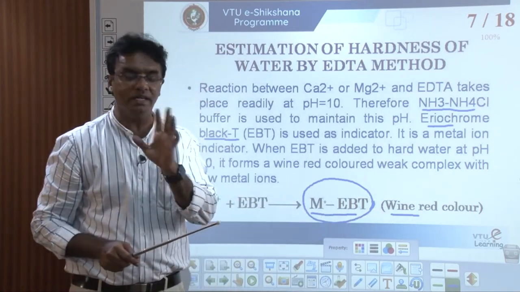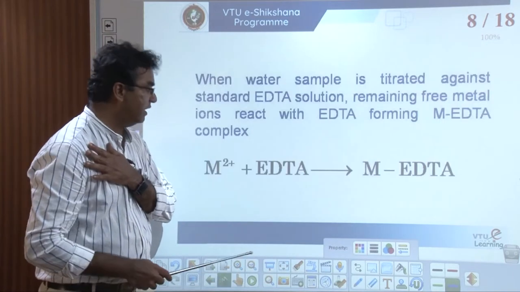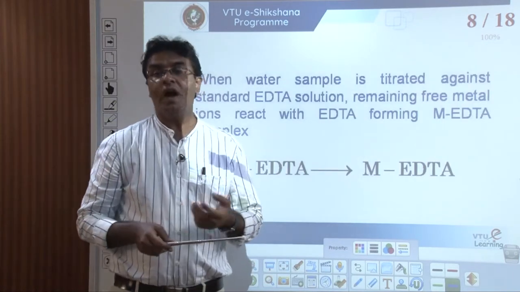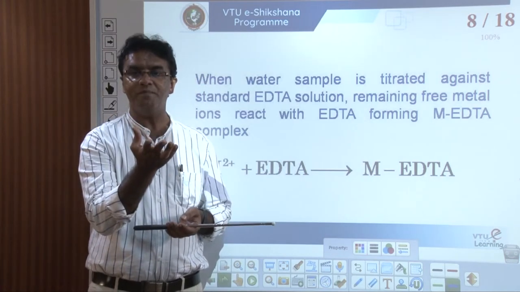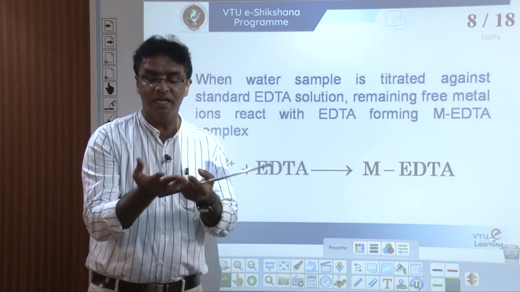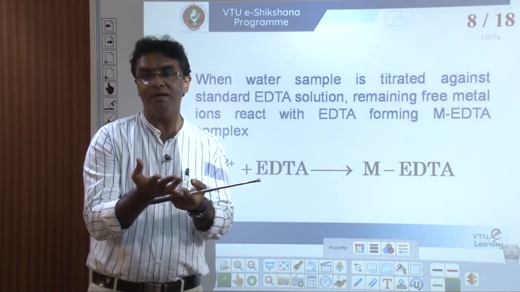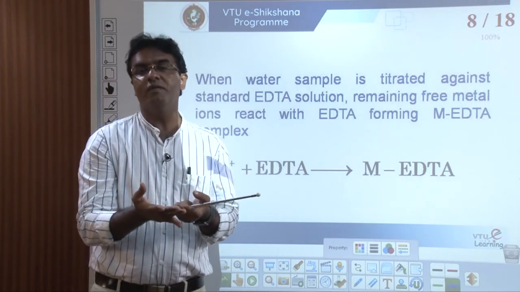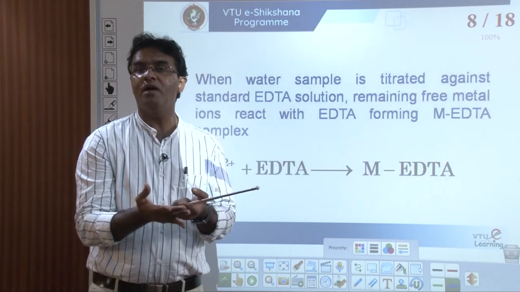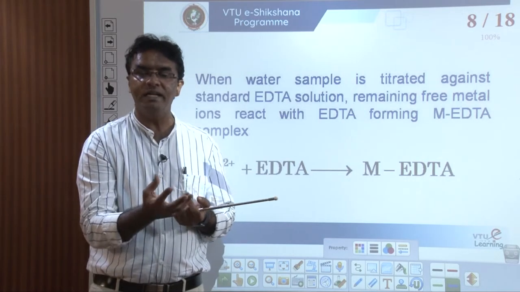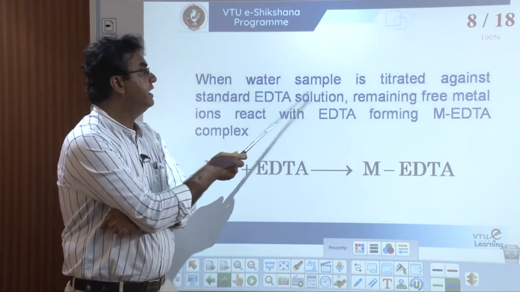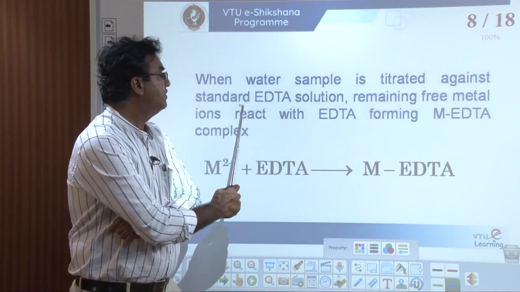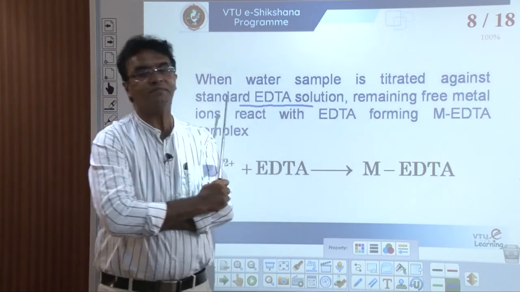Therefore, the moment you add the indicator, you are going to get a wine red color. Then, after getting the wine red color, you are titrating that water sample of 25 ml. What does it contain? A 25 ml hard water sample, the required amount of ammonia-ammonium chloride buffer, and a small amount of indicator, and that is wine red in color. That wine red colored solution is titrated against a standard solution of the disodium salt of EDTA.